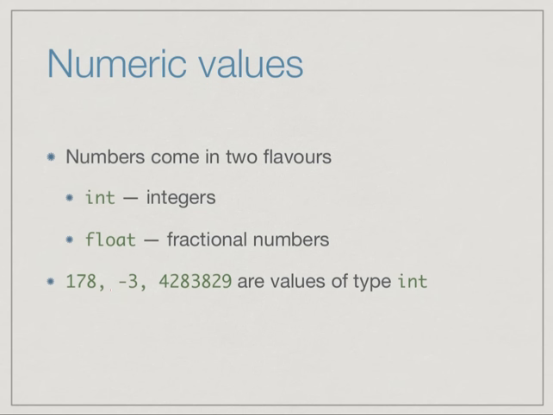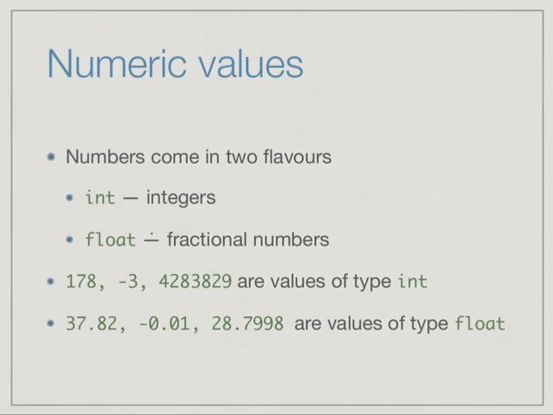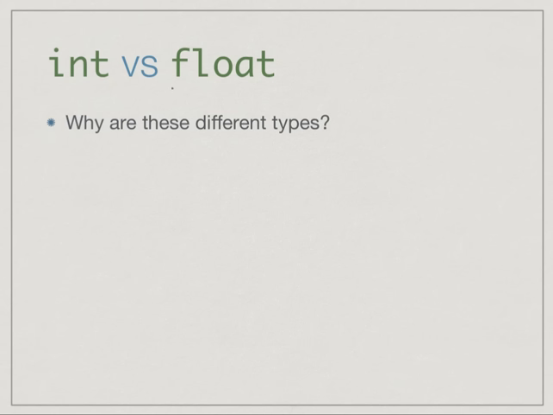So these are whole numbers, they could be negative. So these are some examples of values of type int. On the other hand, if we have fractional parts, then these are values of type float. So normally in mathematics, we can think of integers as being a special class of, say, real numbers. So real numbers are arbitrary numbers with fractional parts. Integers are those real numbers which have no fractional part.